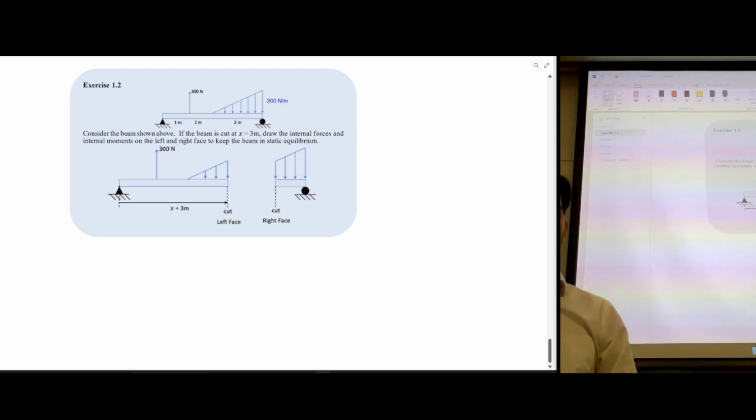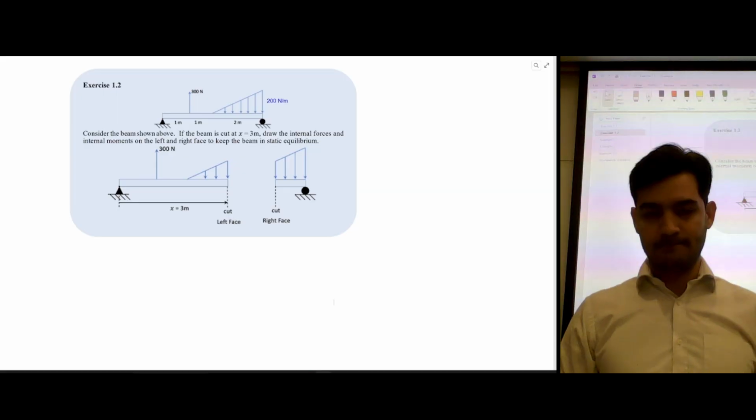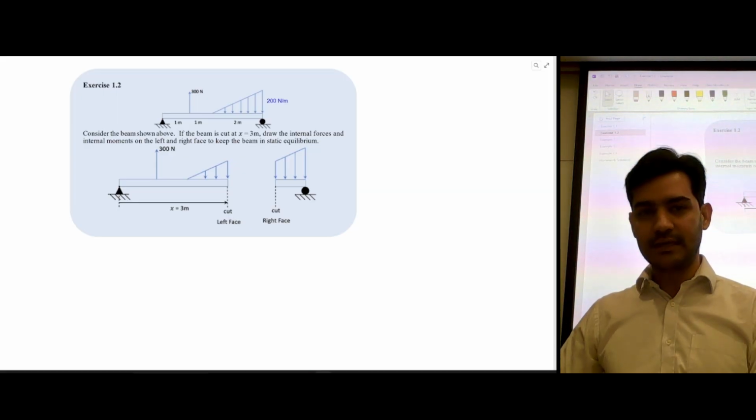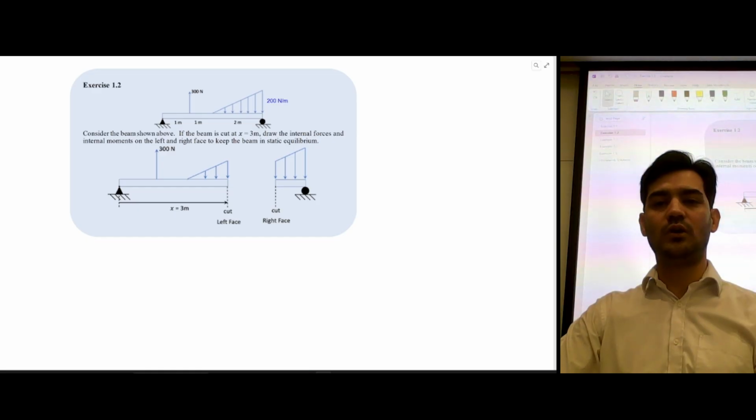So we'll be doing one example, which is exercise 1.2 of this workbook.